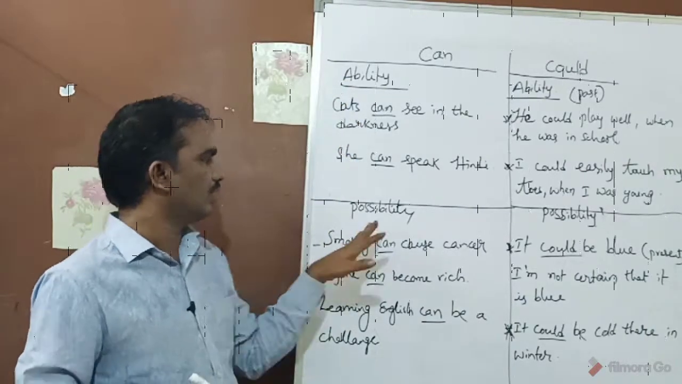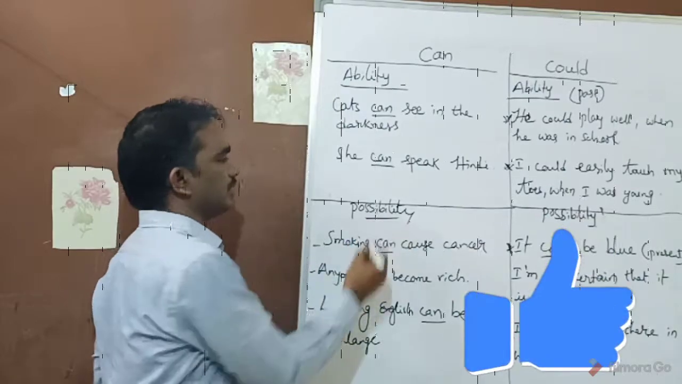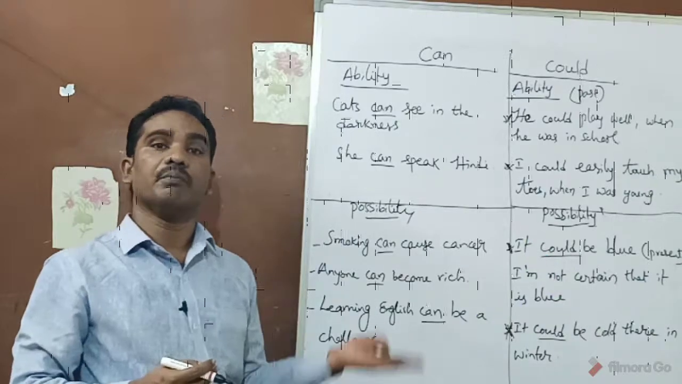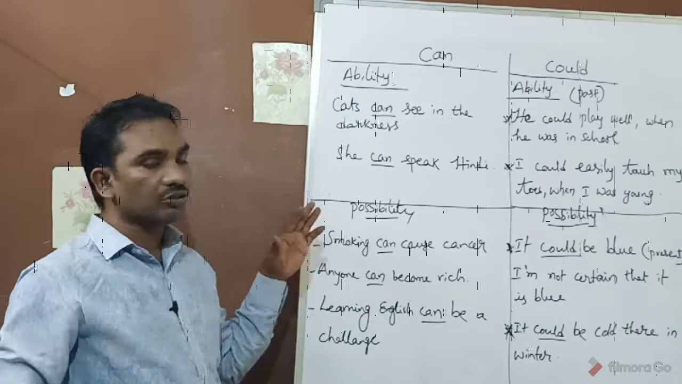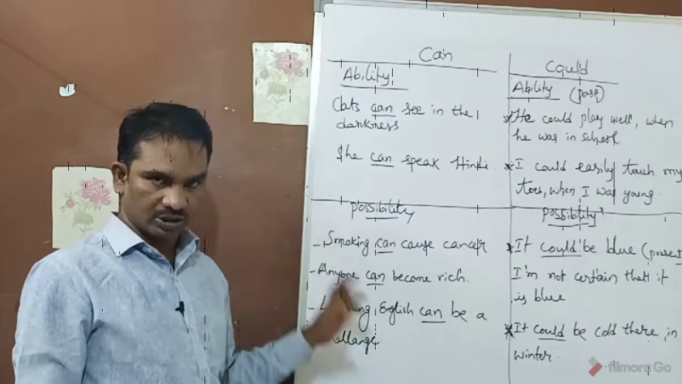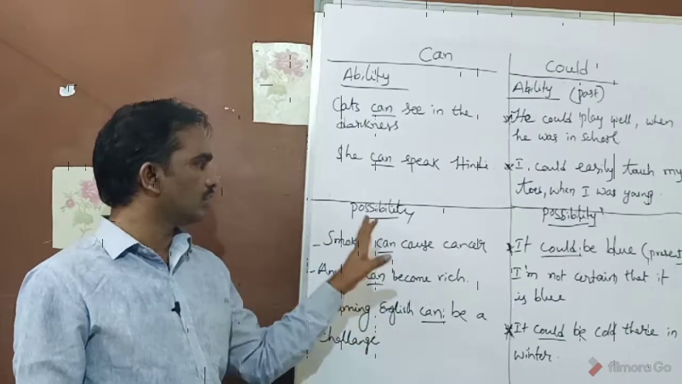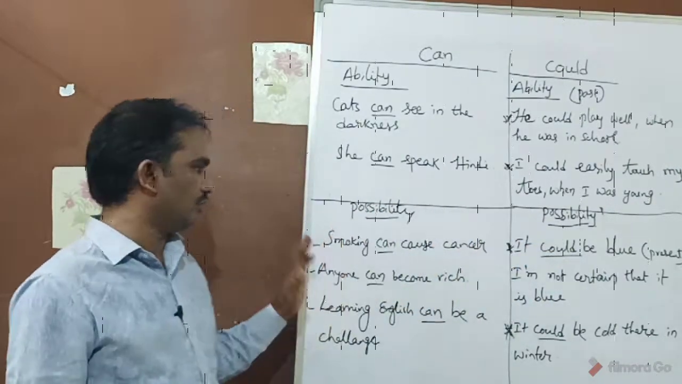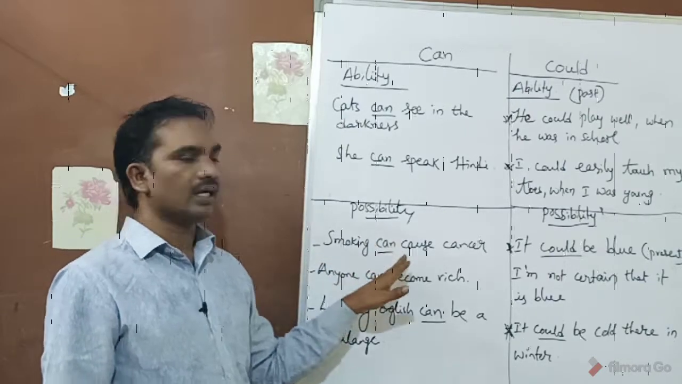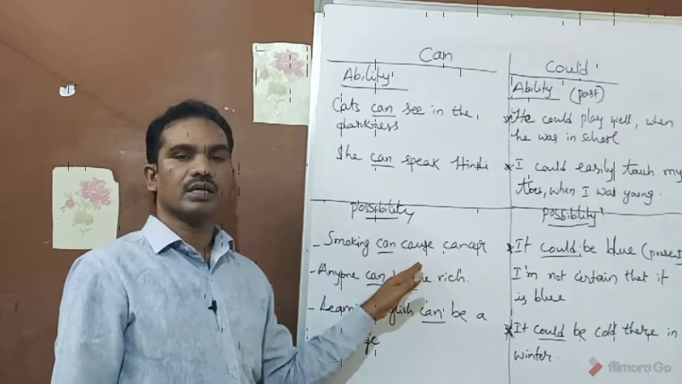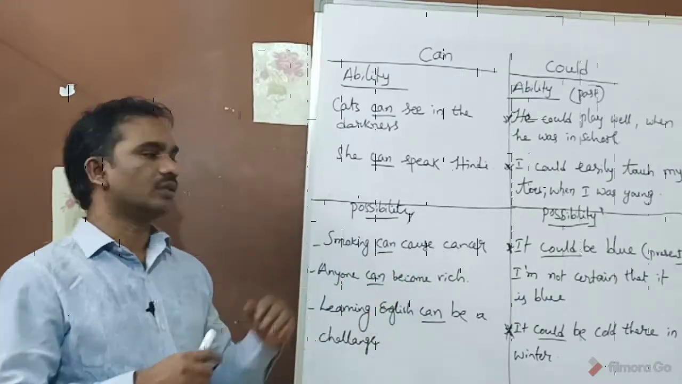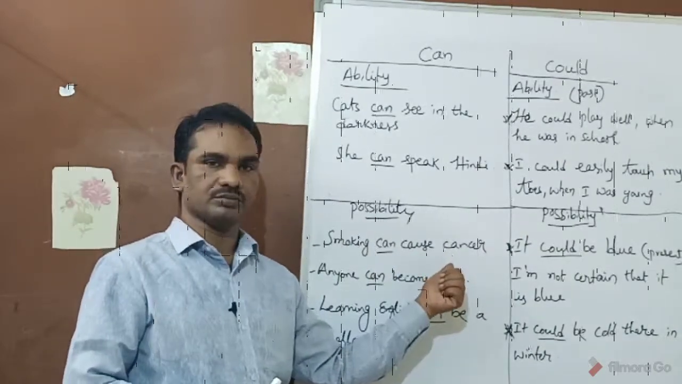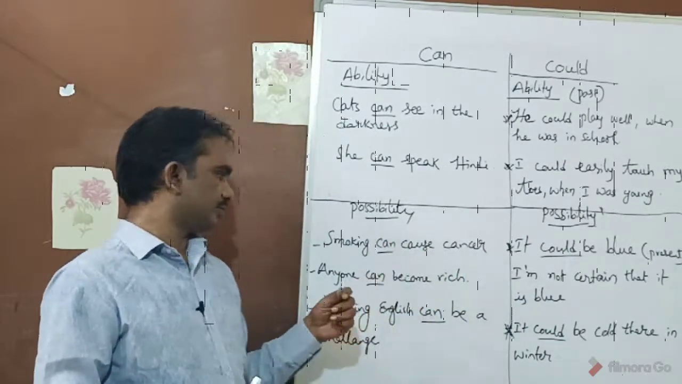And the second one, when you talk about possibility. Possibility means it may happen and may not happen. So when you are not sure about something, you use could here, and here also can. We'll see how we use it. Smoking can cause cancer. That means there is a possibility that smoking can bring cancer to you. Right? It can cause.